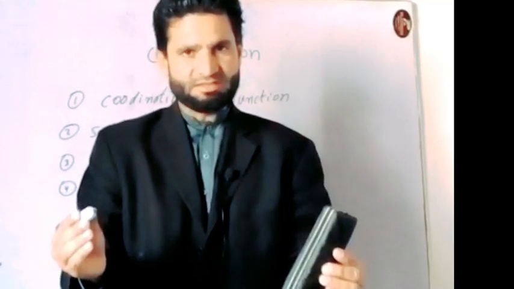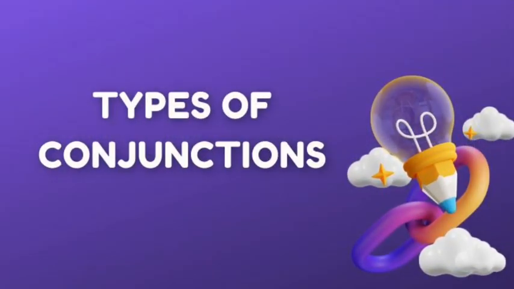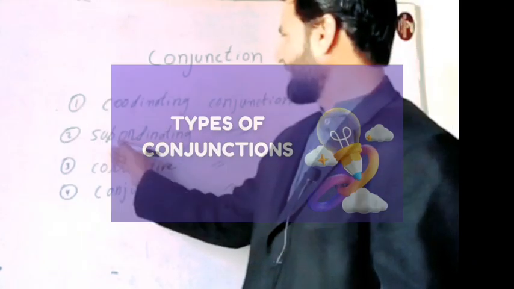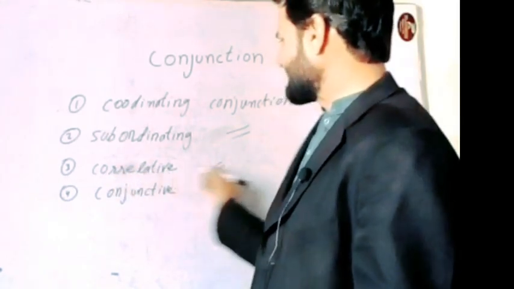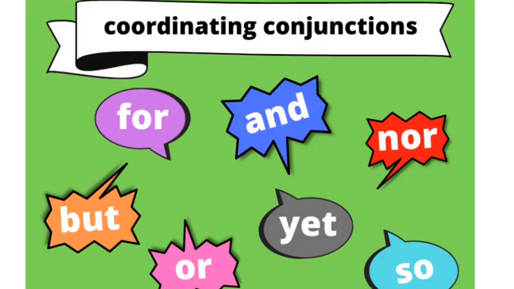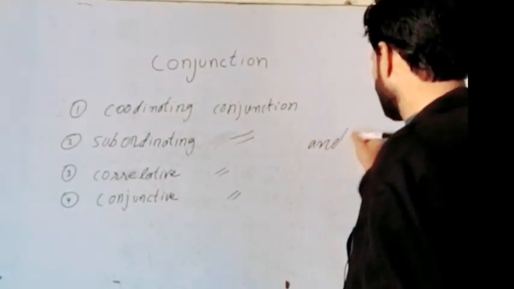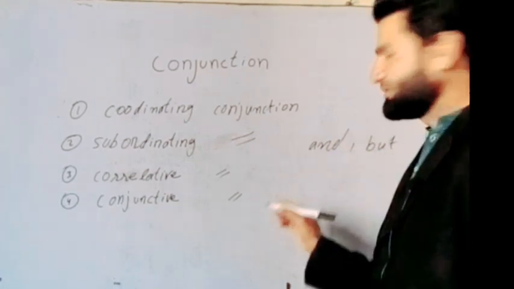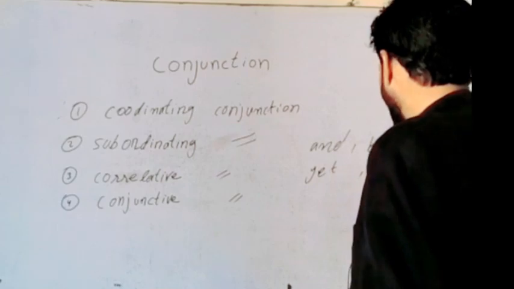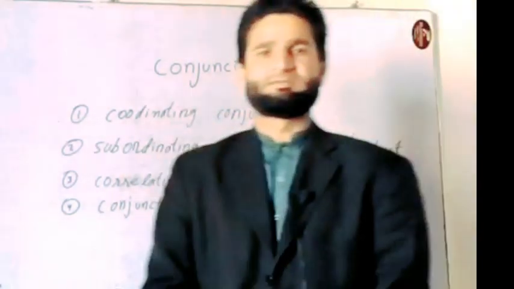Our second question is about types of conjunctions. There are 4 types of conjunctions: coordinating conjunctions, subordinating conjunctions, correlative conjunctions, and conjunctive conjunctions. First of all, number 1, coordinating conjunctions and their examples. And, but, yet, or, are the examples of coordinating conjunctions.